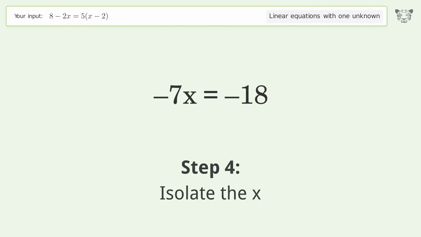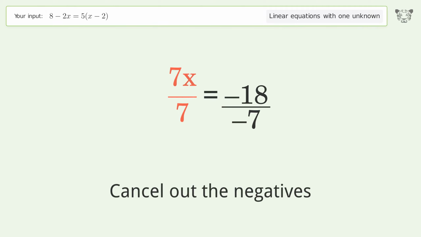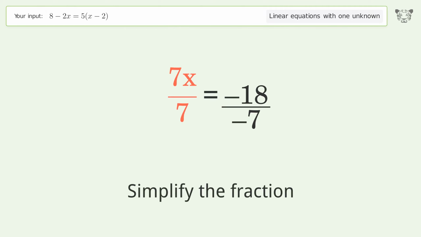Isolate the x. Divide both sides by -7. Cancel out the negatives. Simplify the fraction. Cancel out the negatives. And so the final result is x equals 18/7.